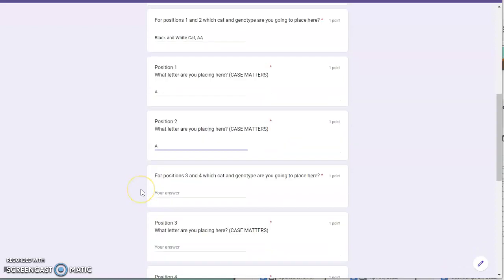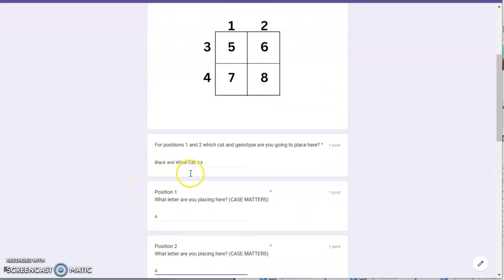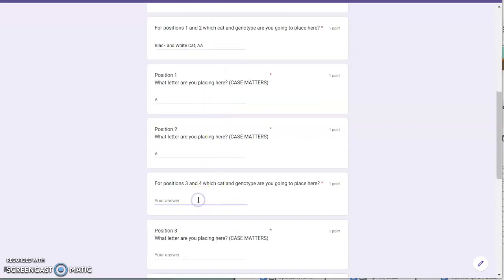Alright, we're now going to look at positions 3 and 4. So positions 3 and 4 right here. I'm going to place the tabby cat, and I'm going to make its allele frequency little a. So they're both going to be recessive.